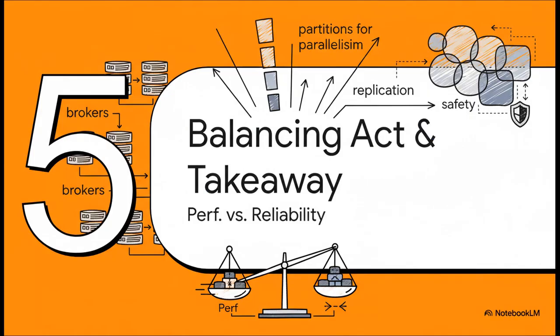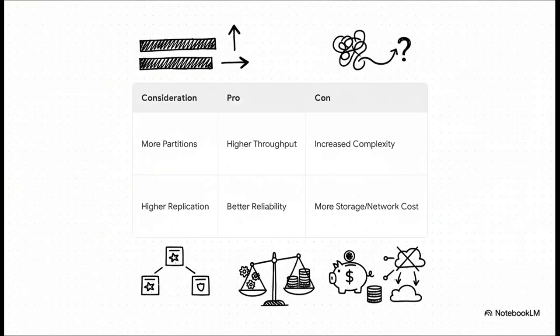So, there you have it. We've got brokers for scale, partitions for parallelism, and replication for safety. Now, let's tie it all together and talk about how configuring these things is a really critical balancing act. This table really lays it out perfectly. You want higher throughput? Awesome, just add more partitions. But you have to be aware that this can add a bit of management complexity.